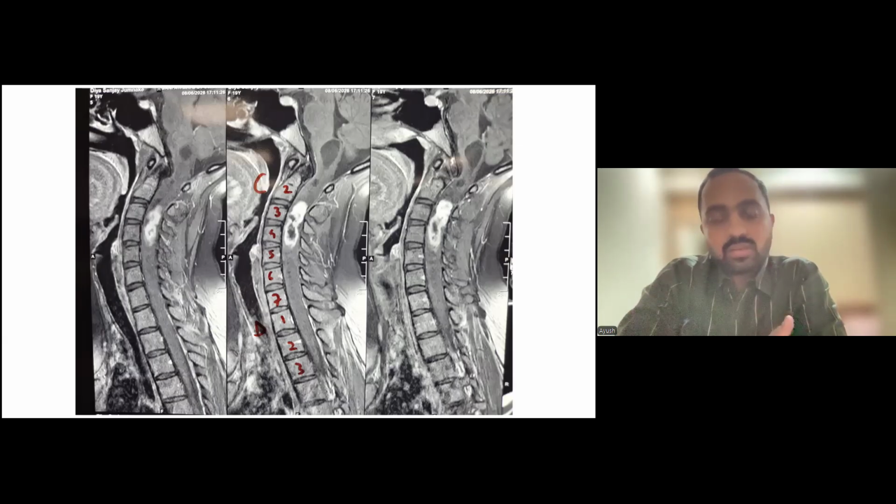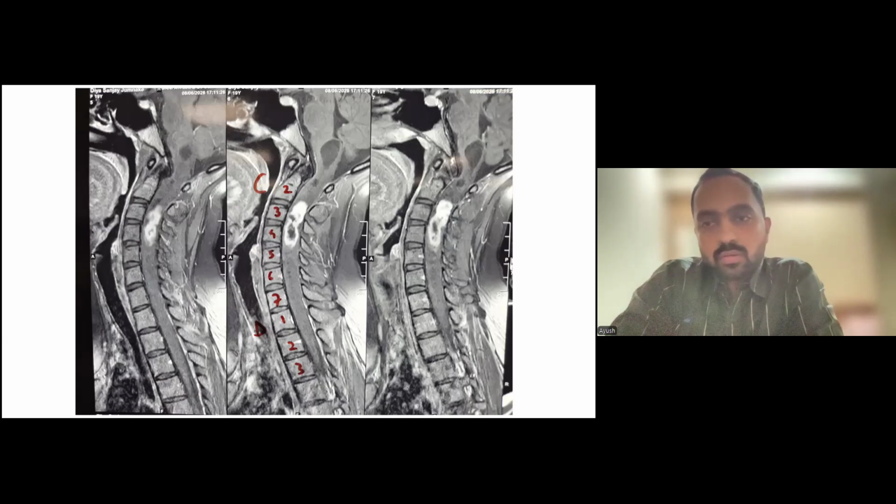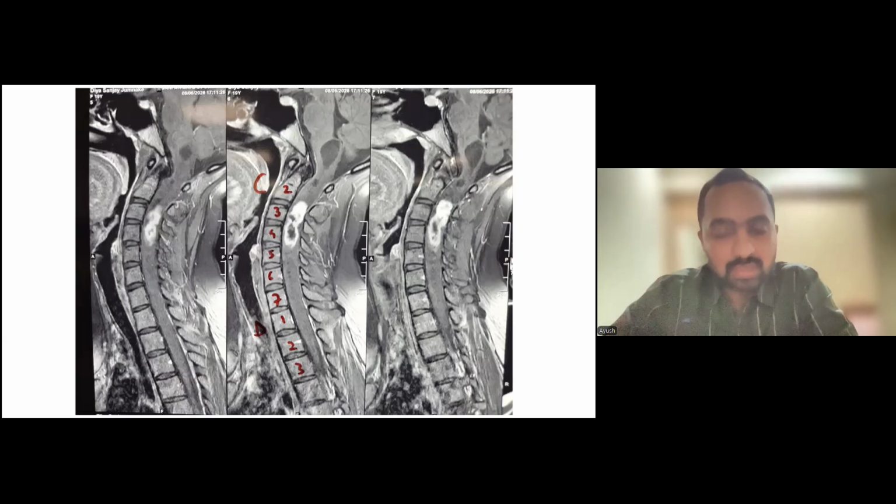So intramedullary, it could be ependymoma, hemangioblastoma, or astrocytoma. In this case, would you like to keep ependymoma, hemangioblastoma, and astrocytoma in this sequence, or would you like to change the sequence? I would change the sequence. I would keep myxopapillary ependymoma first, followed by astrocytoma, and then hemangioblastoma.